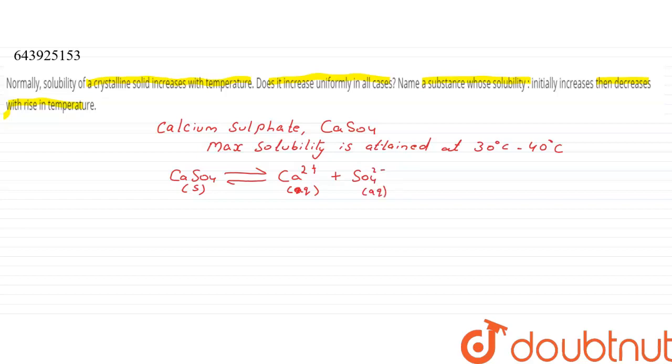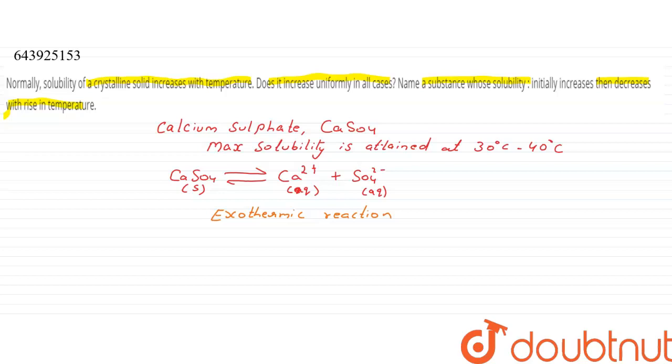So what happens in this? It's an exothermic reaction. What do you mean by exothermic? That means in this system, heat is being evolved. Heat is being evolved on the product side. So here, heat is there on the product side.